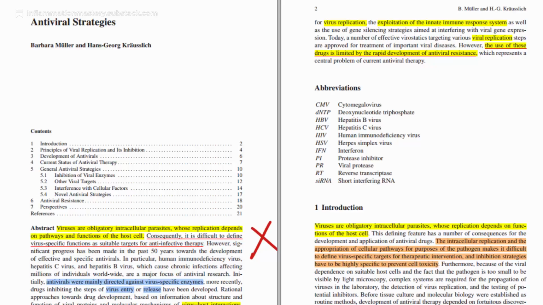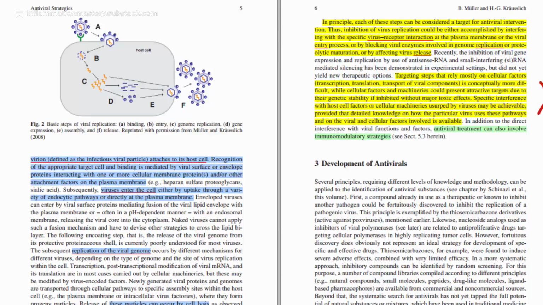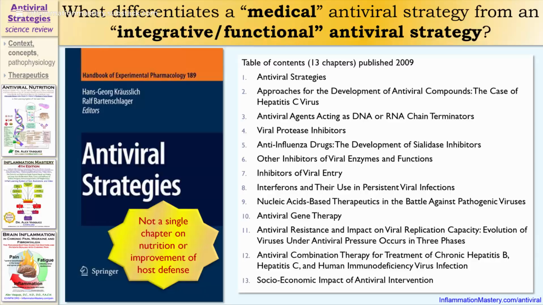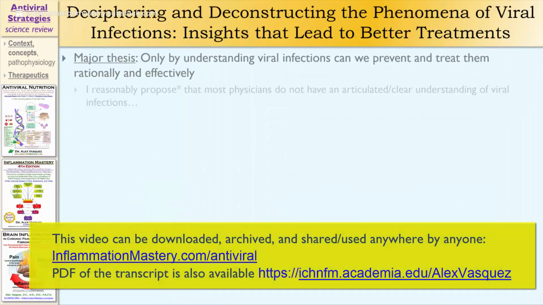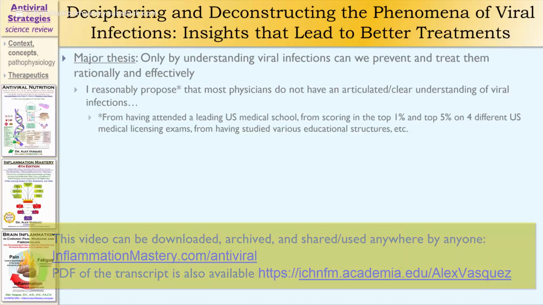In my opinion, any reasonable conversation on antiviral strategies would have to mention host defense and nutrition to support a proper, effective, and robust immune response. So how can that be excluded from this conversation on such a consistent basis? Ultimately, my goal here is to decipher and deconstruct the phenomena of viral infections so that we can have insights that lead to better treatments.